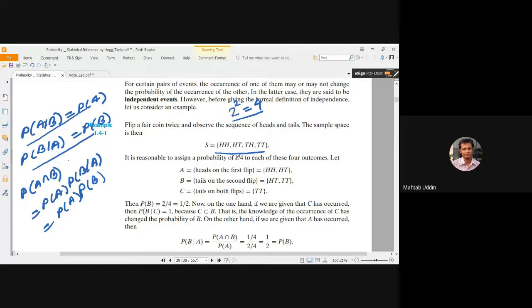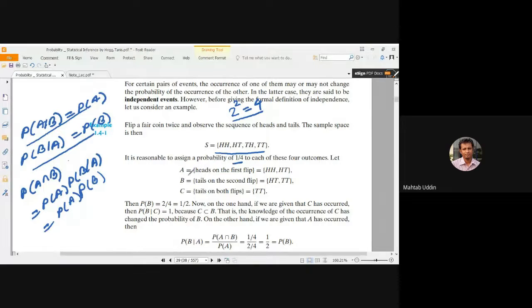Now, each of the outcomes has the probability 1/4, because the coins are fair. As fair, each of the sides is equally probable. So every outcome has the probability what? Sir, 1/4. Good.